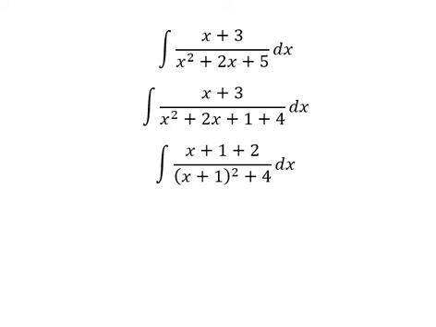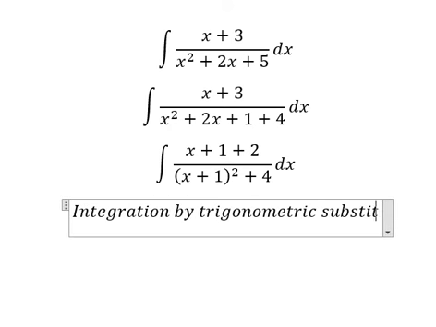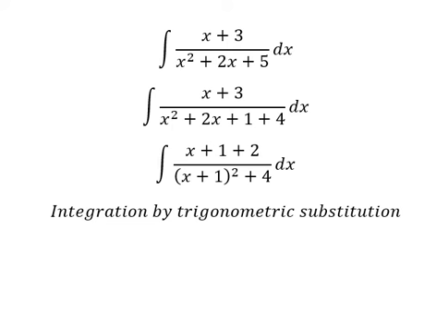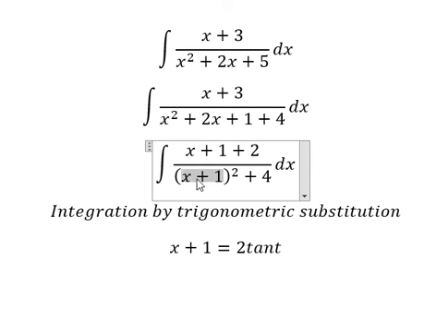So we can use integration by trigonometric substitution. So I will put x plus 1 equals 2 tan t. Because if I put this one gone here, we have 4 tan t squared.